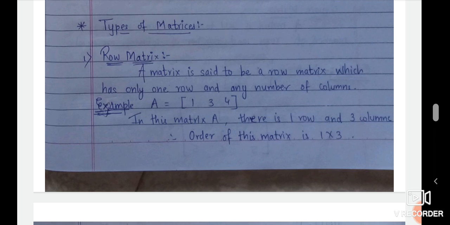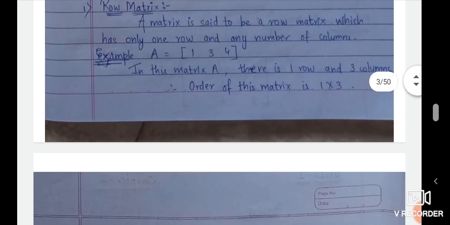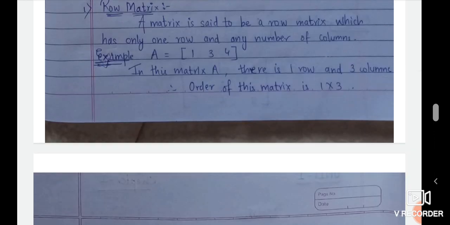So the order of this matrix is what? 1 into 3. Number of rows into number of columns. Okay, and the other thing: 1 into 3 is 3, so don't write 1 into 3 equals to 3. Your order of the matrix is nothing but number of rows into number of columns. So just write 1 into 3.